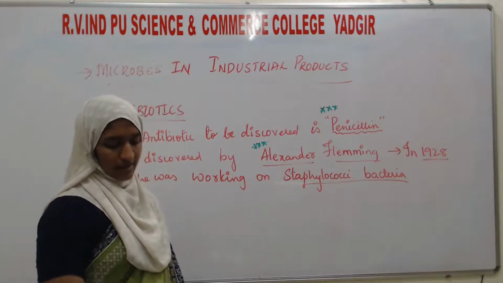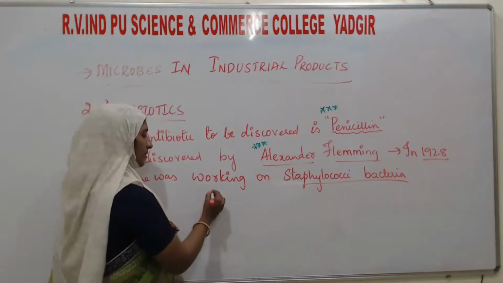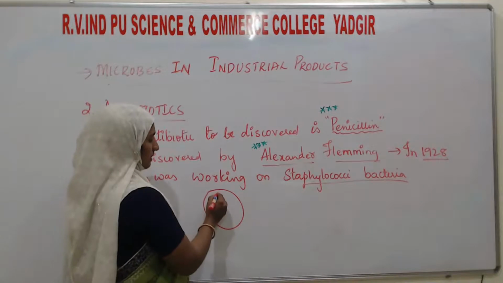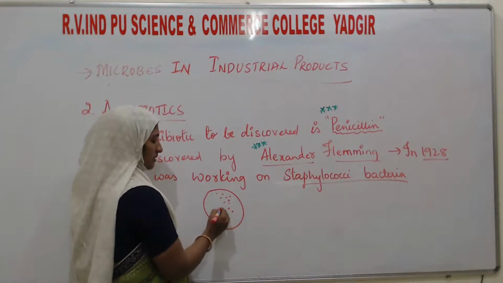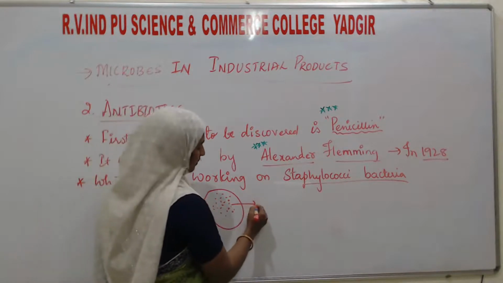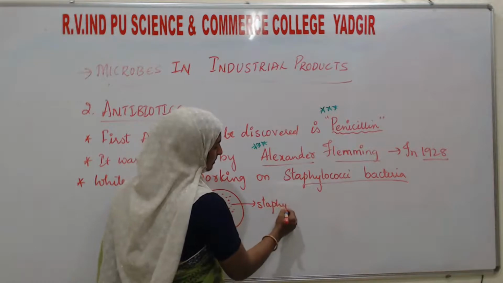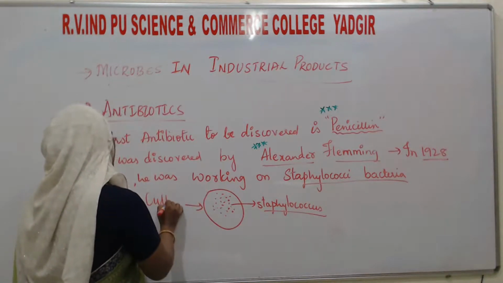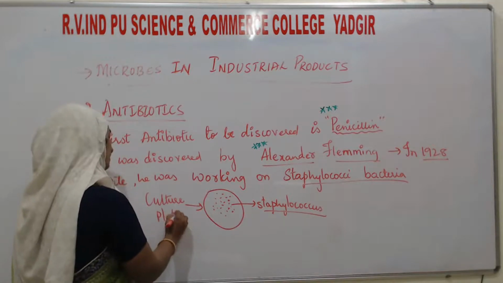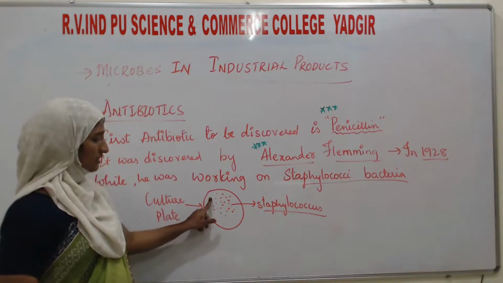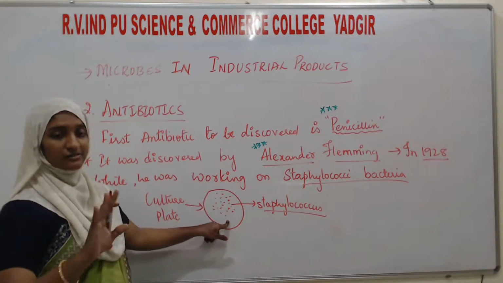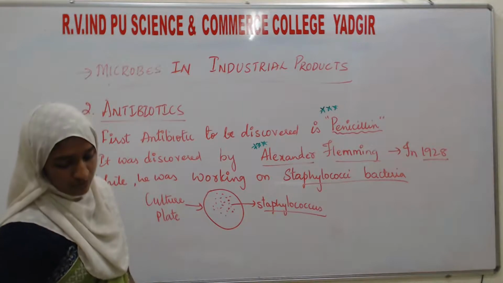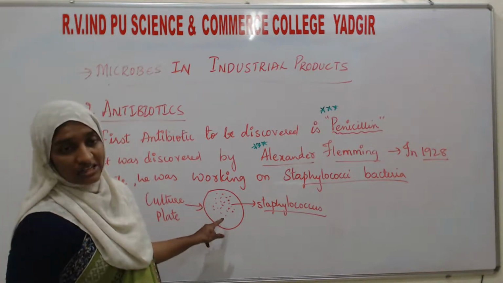he noticed that the bacteria were not growing in certain places. For example, he was working in a culture plate. This is the culture plate, where he had grown the Staphylococci bacteria, or Staphylococcus. While he was working with this plate, in a certain region of the plate he saw there was no growth of Staphylococcus. That particular bacteria had not grown in certain places of that culture medium.